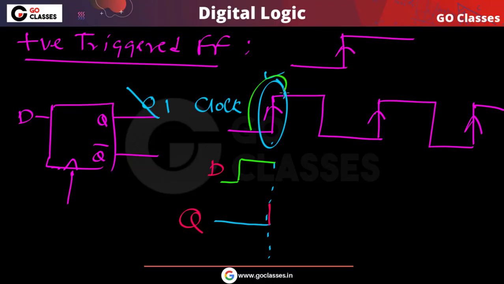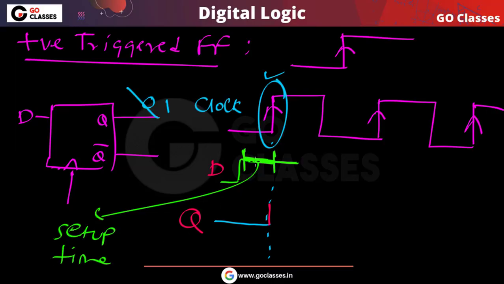Also remember, after this rising edge, I have to keep this D for some time. So you can notice before this rising edge I have to keep this data steady, and after this rising edge I have to keep this data steady for some time, here and here. This time duration before the rising edge, where the input must be steady, available, or constant, is called setup time. During this setup time, the input must not change.